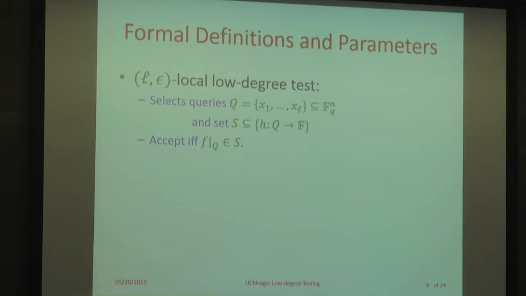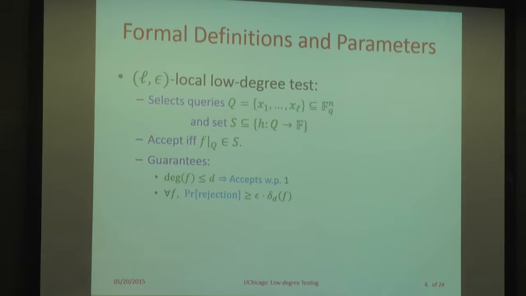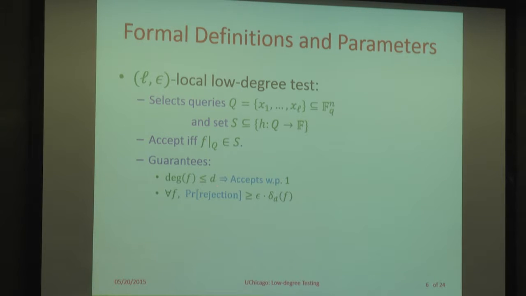Does it make sense? It is a very simple definition. What are the kinds of guarantees that we want? If the function that we are looking at has degree less than or equal to d, we must accept with probability 1. We had already said this.